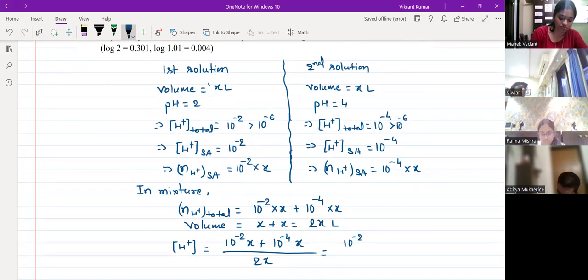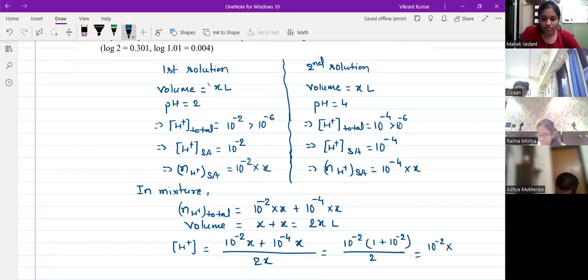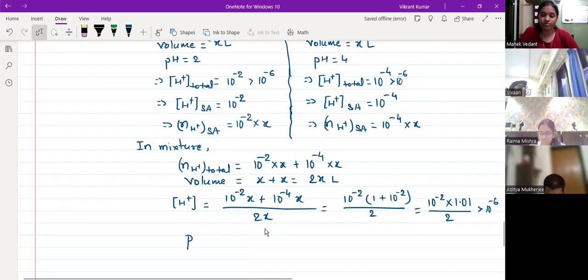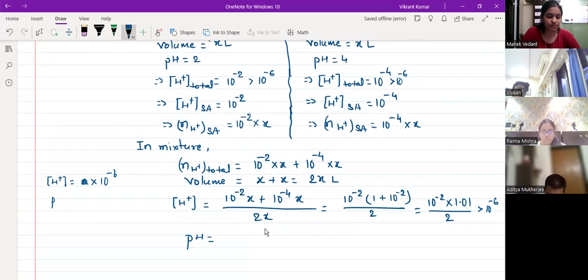Now I take 10 raised to minus 2 common, so I'm getting 1 plus 10 raised to minus 2, upon 2. So we are taking 10 raised to minus 2 into 1.01, which is why I had given the log value. That number is again greater than 10 raised to minus 6, so from here we can directly get pH. I told you, if H plus comes as a into 10 raised to minus b, then pH will be b minus log a. You learned this, so we can directly get pH from here.